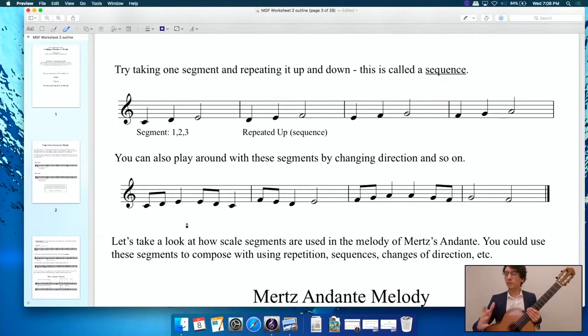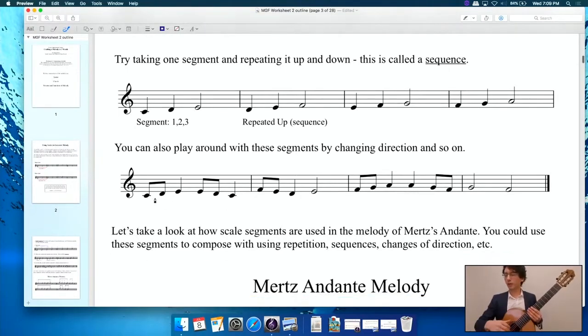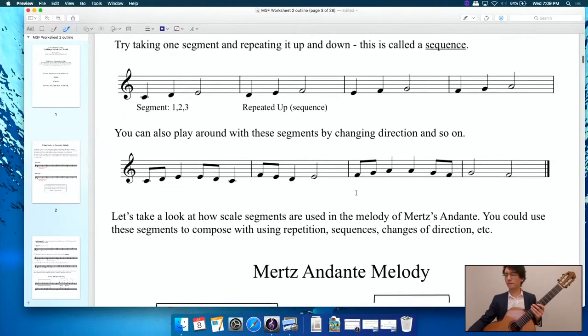You can play around with these segments by changing direction. Here I've got a segment going up and then back. And then starting on note four, going down to two and up back to three. And then I'm doing a very similar thing but starting on a different place. So that gives you a very quick idea of what I'm talking about with scale segments. Next, we're going to look at scale segments as they appear in pieces of music.